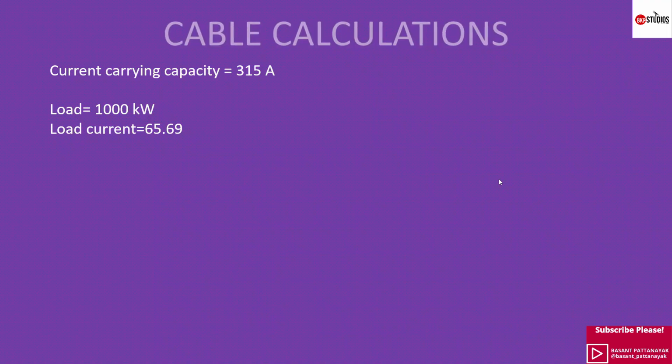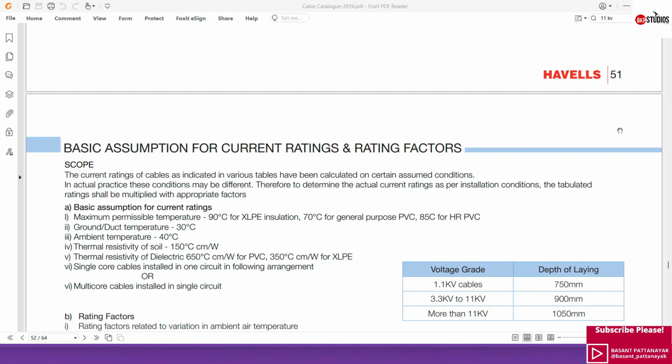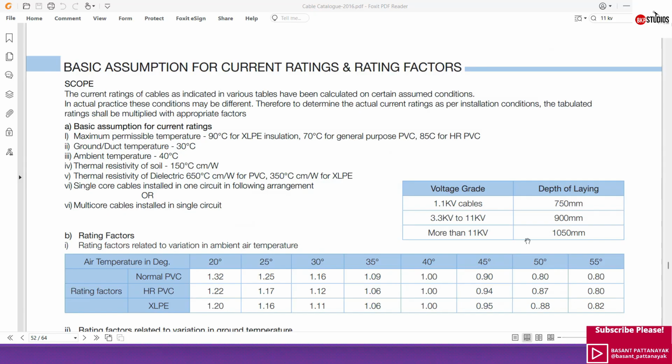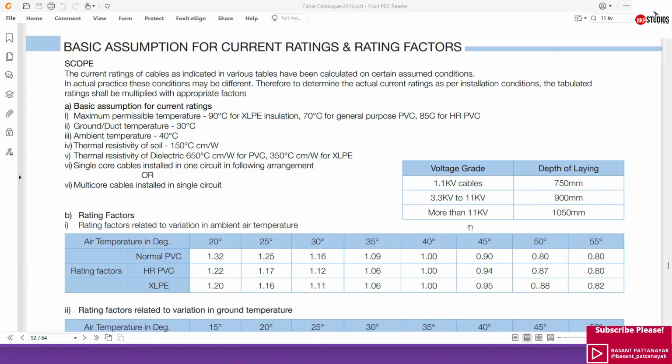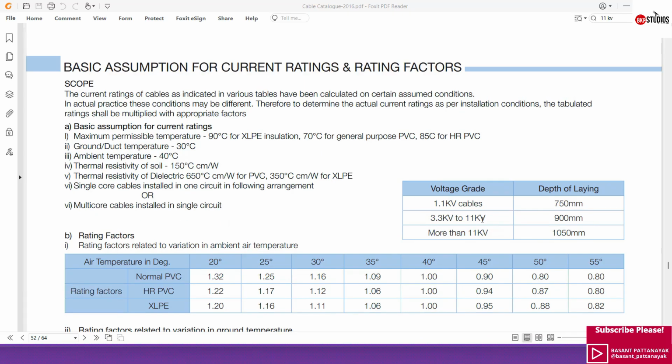Then we have to find the correction factor. Let's go back to the cable catalog. In the Havells cable catalog, you can find basic assumptions for current rating and rating factors. The depth of laying is given there: up to 11 kV, 900 mm; more than 11 kV, 1050 mm. But I am considering my cable laid at 1050 mm only. So 1.05 meter is our depth of laying.